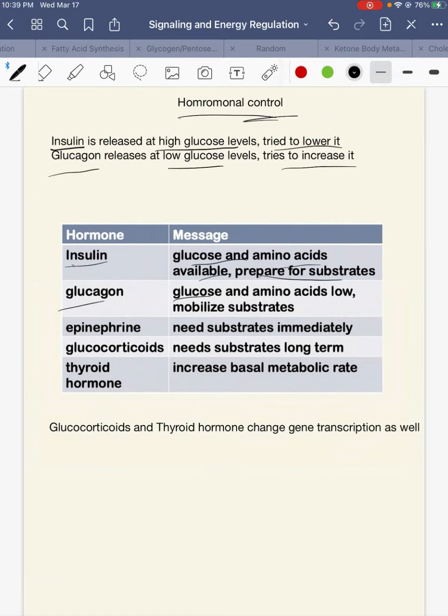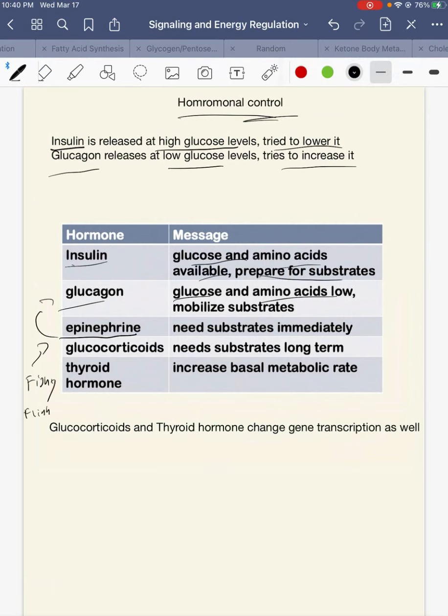Glucagon does the opposite. It tells you that glucose and amino acids are low. We need to get substrates from the cell and put them in the blood and give them to the organs that need them the most. So glucagon does the opposite. Epinephrine is very similar to glucagon, except this is usually released by the adrenal medulla and activated by the sympathetic nervous system. So this would be like fight or flight, when you would release epinephrine.